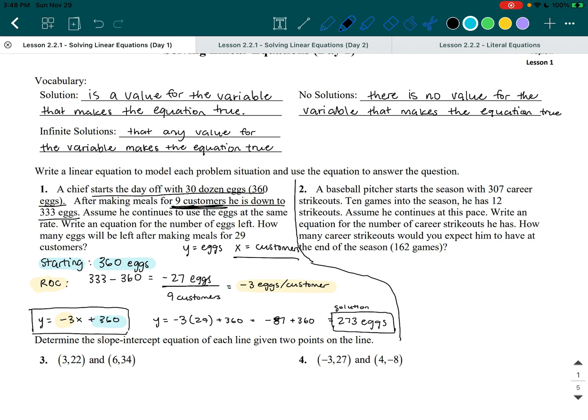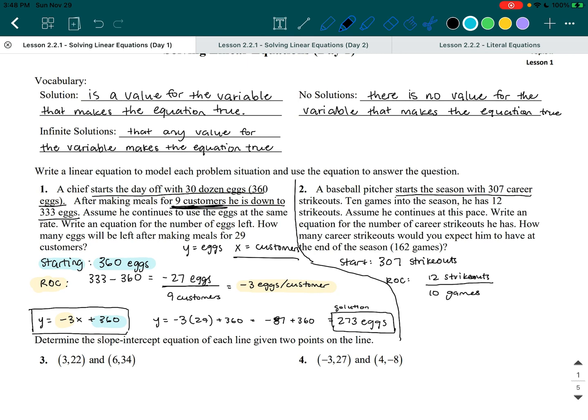Okay, so by now, hopefully you're unpaused. Let's try out number 2. So we have a baseball pitcher starting the season with 307 career strikeouts. And then 10 games into the season, he has 12 strikeouts. Strikeouts divided by 10 games.